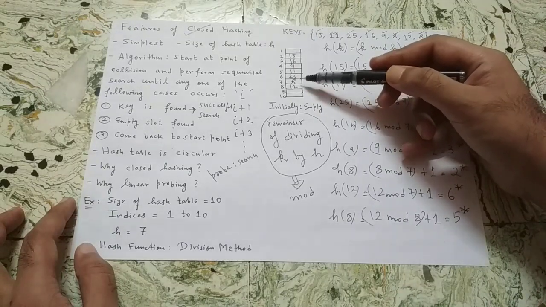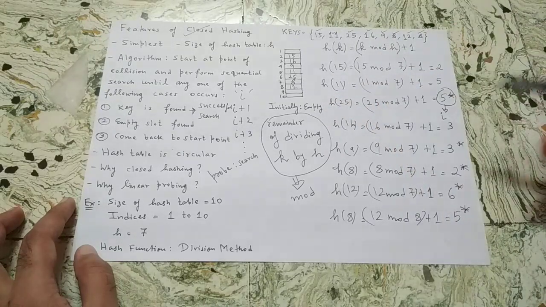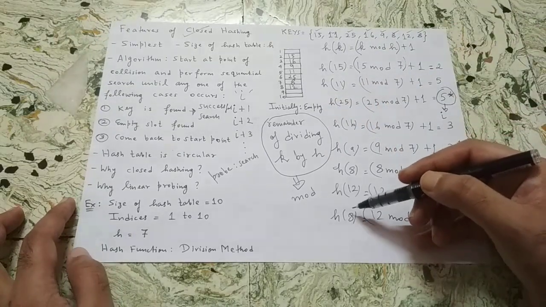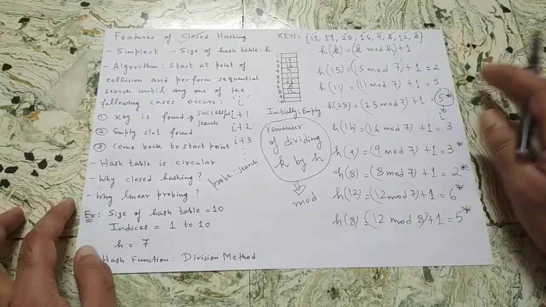So what will I do? I'll report that search is successful and there is no need to insert this key value in the hash table since it is already present there.